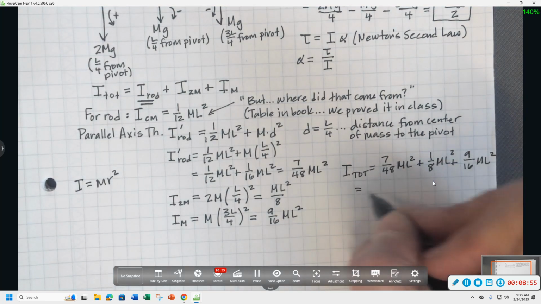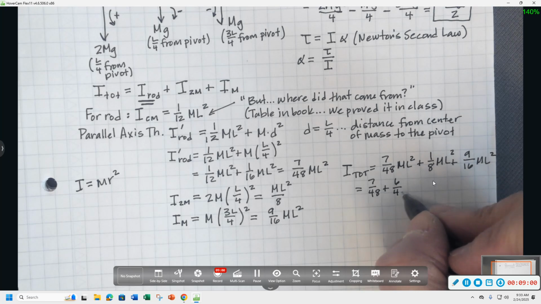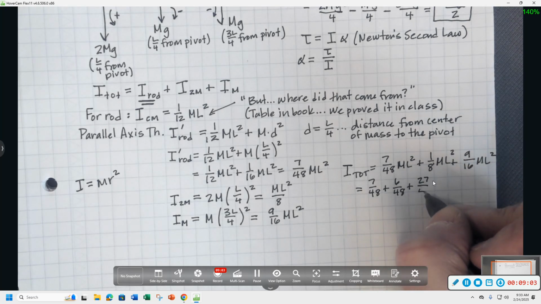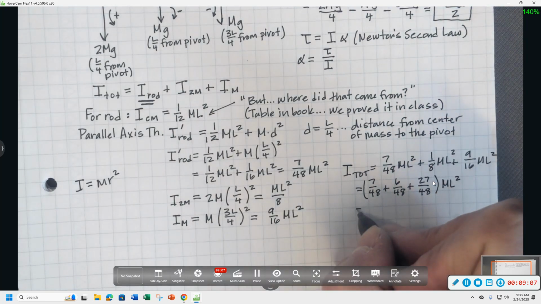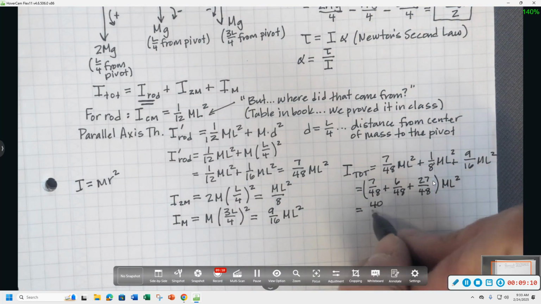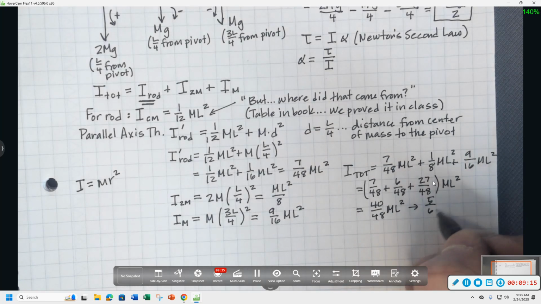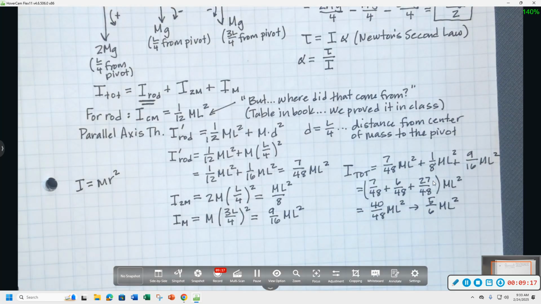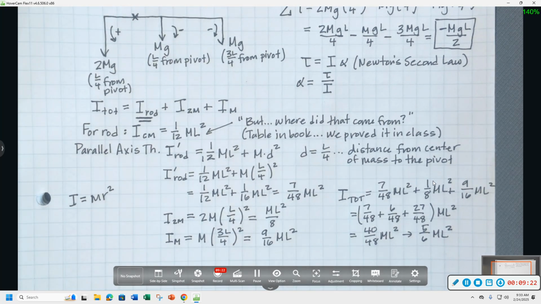That's 7/48 plus 6 over 48 plus 27 over 48 ml squared. It's 40 over 48. Simplifies to 5/6 ml squared. If you can do this problem, you get all of Unit 5. That's, I mean, basically, or at least the last 4 sections.